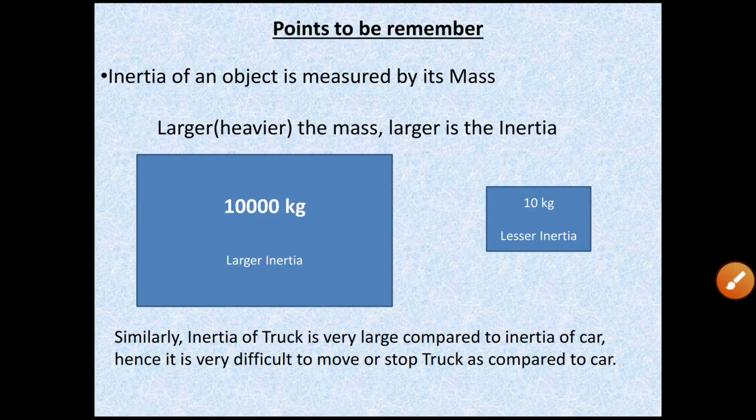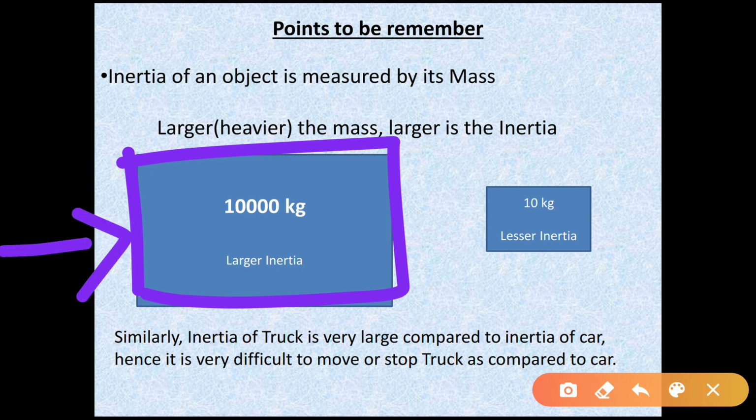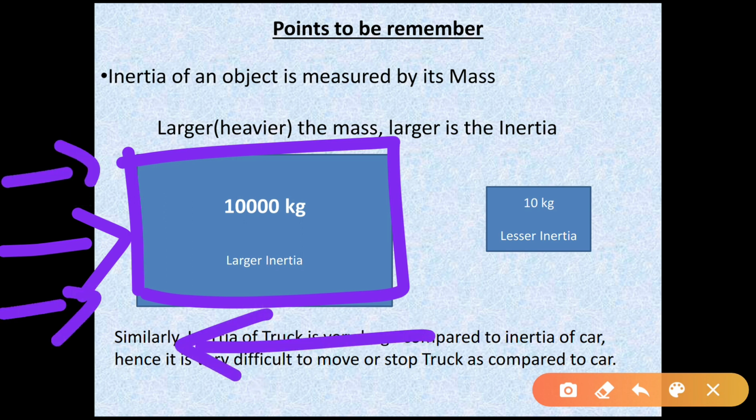Now let us look at another point. Inertia of an object is measured by its mass. That is, if the object is heavier, that is, it has larger mass, then we can say its inertia is larger. For example, here you have an object having a mass of 10,000 kg. Now you are applying some amount of force to move that body. In that situation, the body will not move easily. Why? Because you are providing some external force, and that force is opposed by the body. Here the body is trying to oppose, and that opposing tendency of a body is called inertia. So here the inertia of this body is larger.